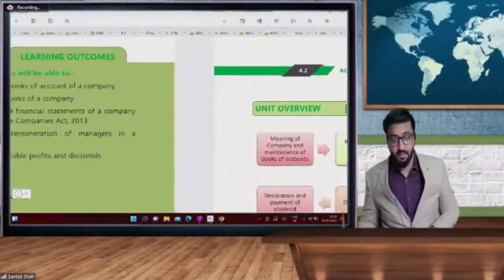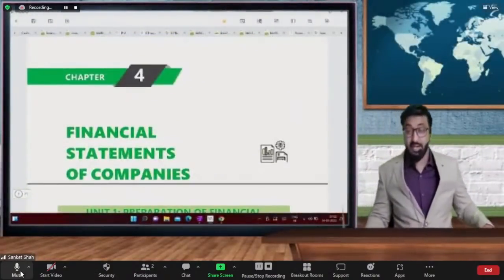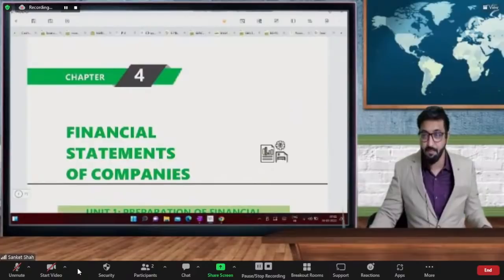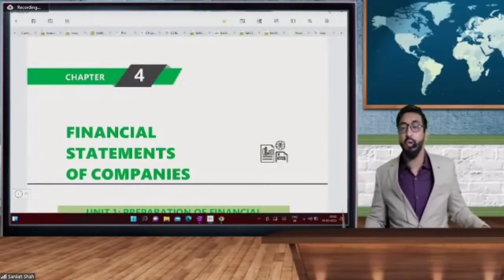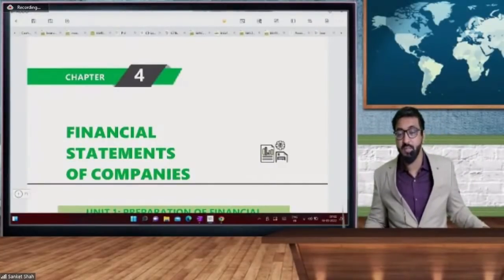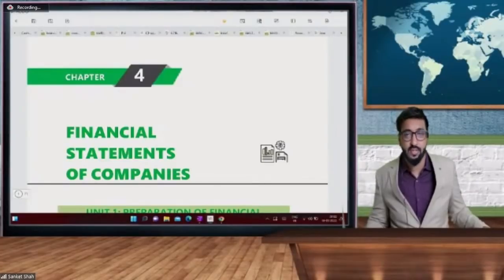Today's chapter, financial statements of companies. Very good morning to all of you. Friends, this is one of the big chapters, financial statements, which is divided in two units. One is simple preparation of financial statements, as you are aware about the balance sheet pro forma and profit and loss account pro forma that we are going to see over here.